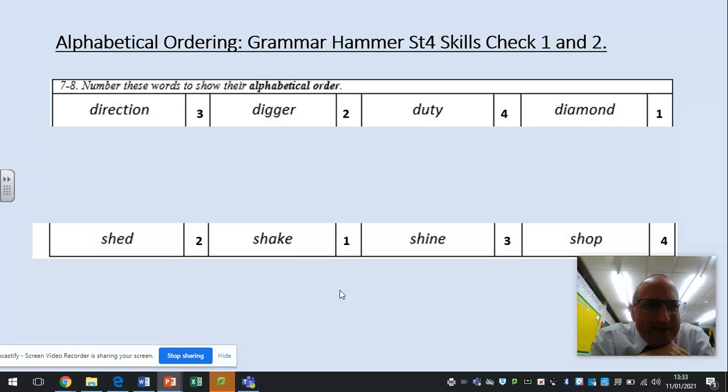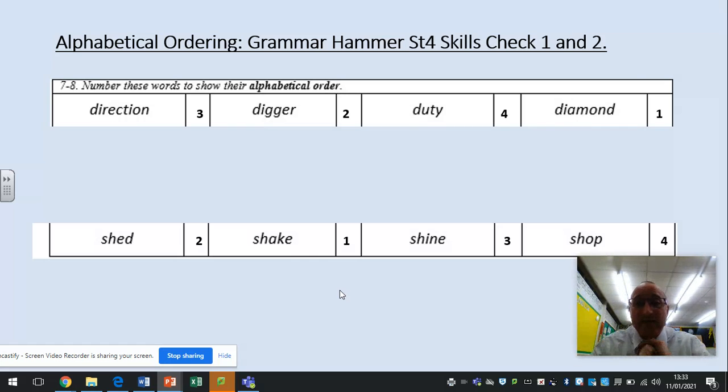So I've got here D-I-R, D-I-G, and D-I-A. So it's A, G, and R. A comes first, so diamond must be first. Let's look at the remaining two. D-I-R, D-I-G. G comes before R, so digger must be number 2, and therefore direction must be number 3. Duty has to be 4.